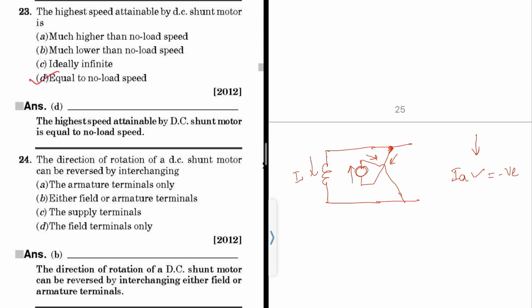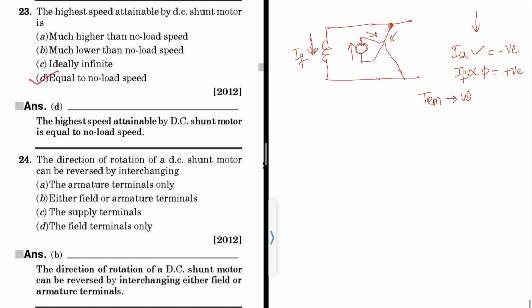Now IF, if you see IF, it is the same as the above condition, right? So IF is responsible for the flux, right? So it will be positive. So by changing the armature terminals, we can reverse the electromagnetic torque, so we can reverse the speed, right? Now I will do one more thing.